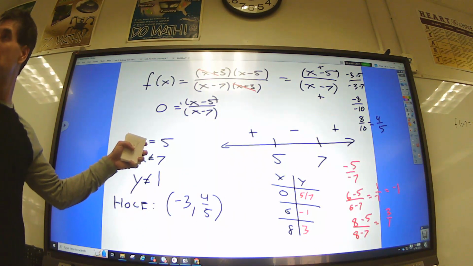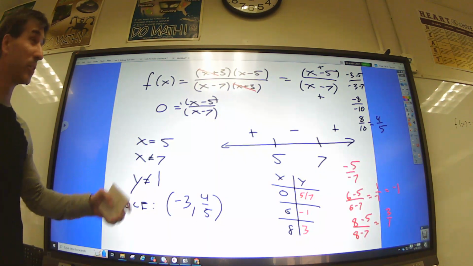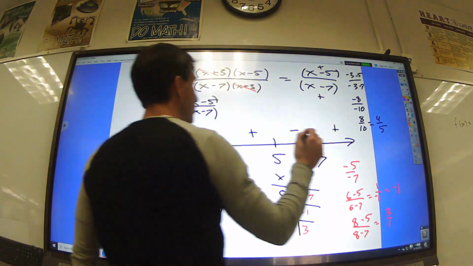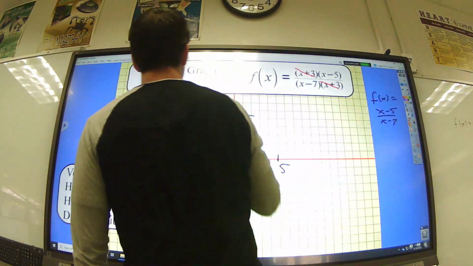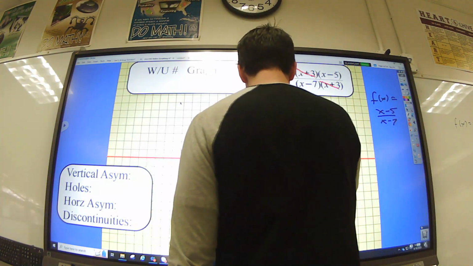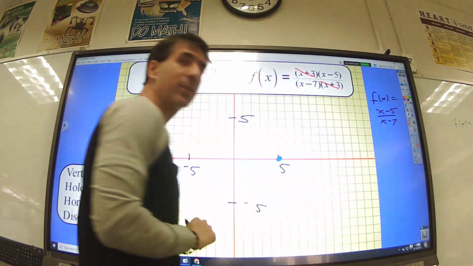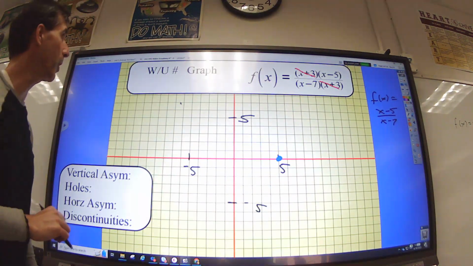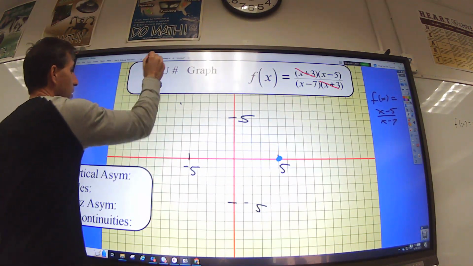Our 0. X is 5. So let's put that in. I'm going to do my zeros in blue, my graph in blue. I got X equals 5. There's my 0. I got that right there. No problemo.